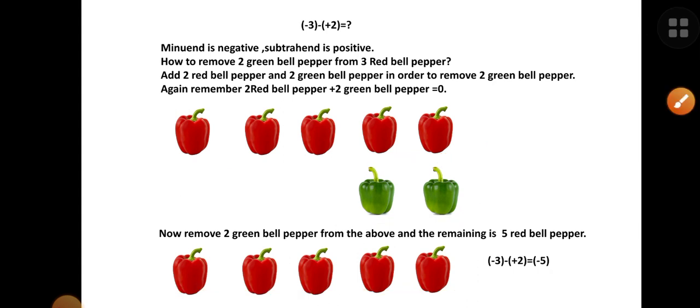So it's very simple. Minus 3 minus of plus 2 gives minus 5. Minus 5 means 5 red bell pepper.